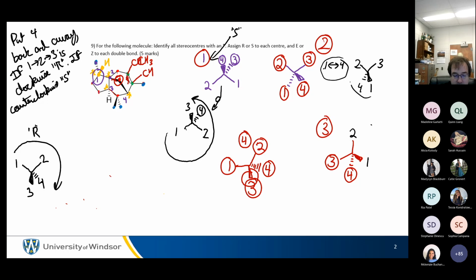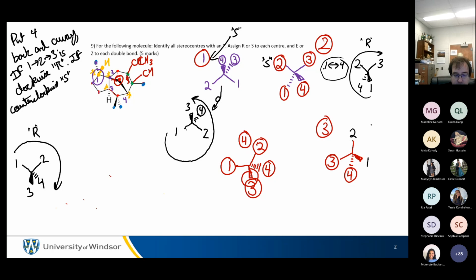1, 2, 3 is R, but I did 1 switch, so the original one must be the opposite. So this one must be S. Because if after a switch it's R, before the switch it must have been S, because whenever you switch things, you always switch the stereo center. So I didn't rotate anything, I just did my nano robot hands and swapped out 2 atoms.